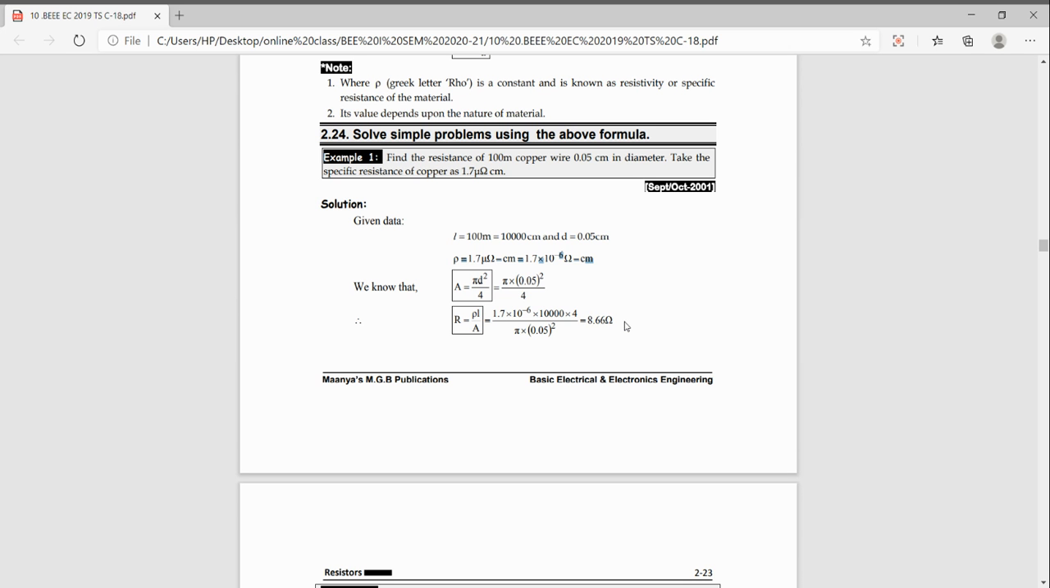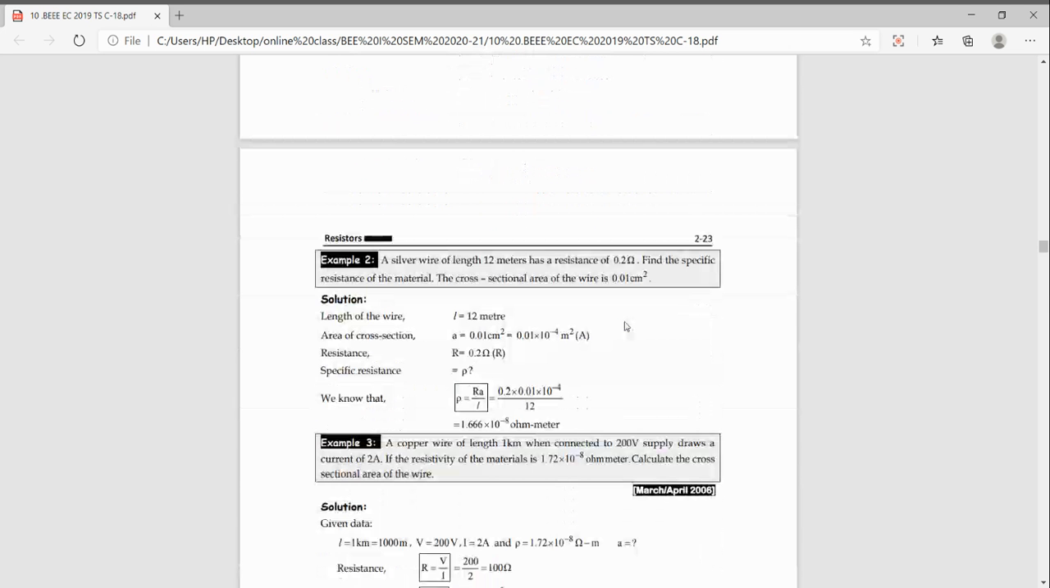Okay, so this is how we have to calculate. First we have to convert all the given data into any one unit, so that the solved problem will give the correct answer. Likewise, I'm going to tell you one more example, which is a solved problem.